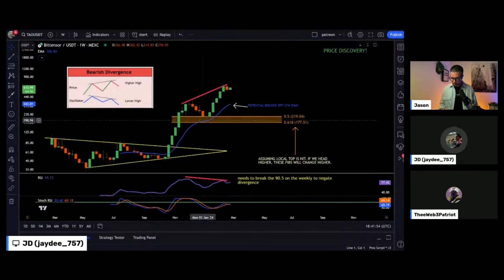So we actually went down here and then touched this 21 weekly EMA. That means smart money was actually buying it within this orange box between the 0.5 and 0.618. And it was corresponding to the 21 weekly EMA here. So smart money was actually buying it. And look what's going on now.